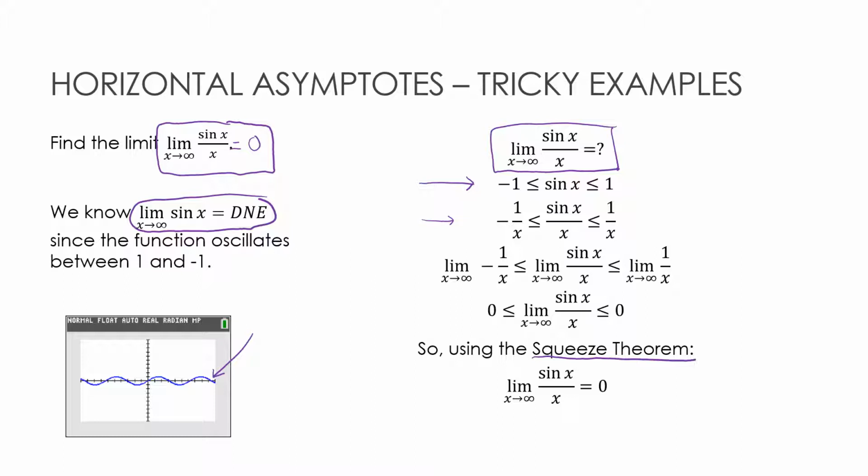Well, now what if I took the limit of everything? So the limit of this guy, 0, and the limit of this guy, 0, and this I don't know, but guess what? That's what I'm trying to find. Well, if I know that the limit is between 0 and 0, then my limit must be 0.